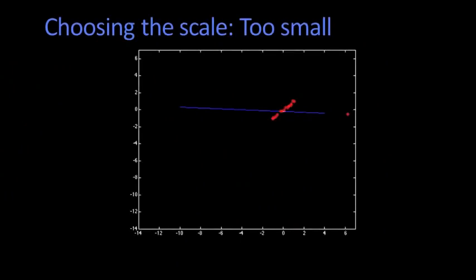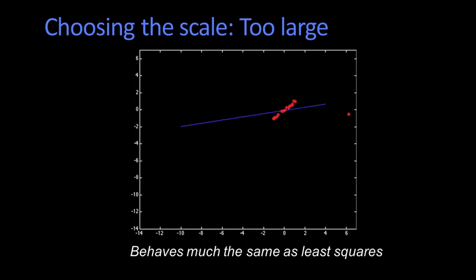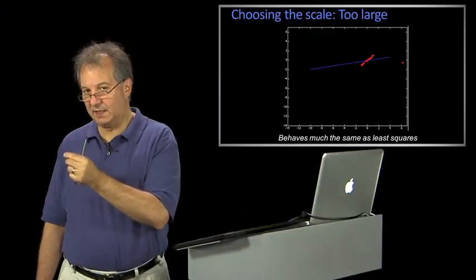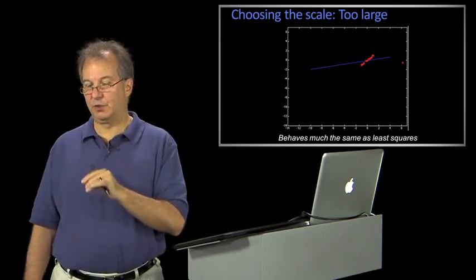If I set the scale too small, I get this weird line. Basically what's happened is every point is giving it a constant error, and it's just going somewhere near all of the points. And also, if I set my scale too large, remember, if sigma squared is too big, then it's just like regular least squares, so I get the wrong solution again. So these robust estimators are powerful, but not only do you have to make an explicit choice of scale, it's pretty sensitive to your choice of scale.